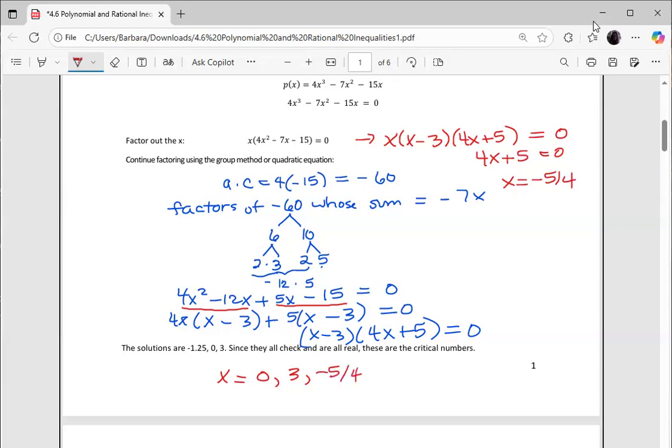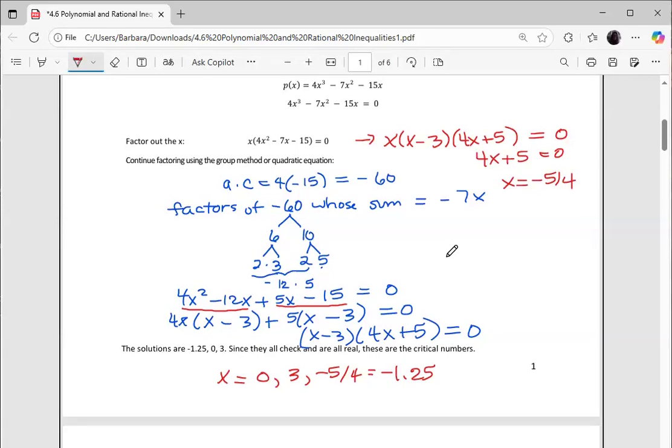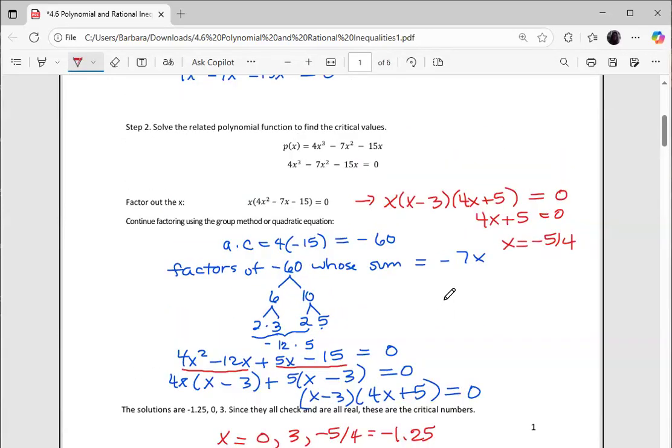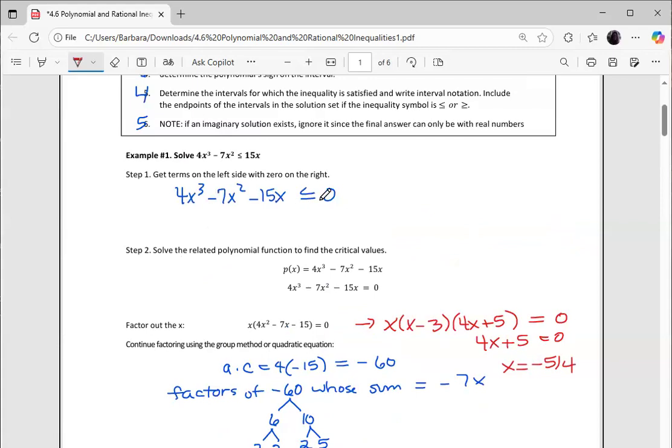So those are my three critical numbers. And negative 5/4 can be rewritten as a decimal, negative 1.25. That will help me plot that on the number line. Okay, so we're not done, because all we did was solve the related equation when it's equal to 0. So now we have to solve the inequality.